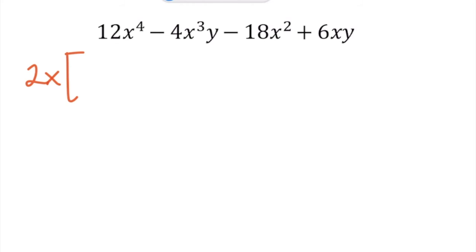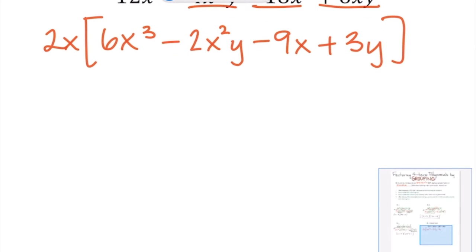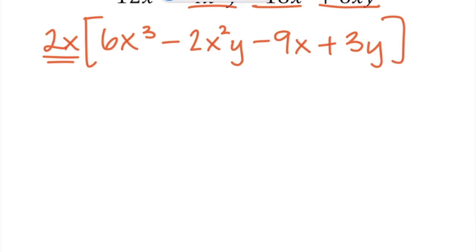Now, if I factor out a 2x from 12x to the 4th, I get 6x to the 3rd. If I factor out a 2x from negative 4x cubed y, I'm left with a negative 2x squared y. If I factor out a 2x from a negative 18x squared, I'm left with a negative 9x. And if I factor out a 2x from 6xy, I'm left with a 3y. So now we have broken one of our factors out of that 4-term polynomial.